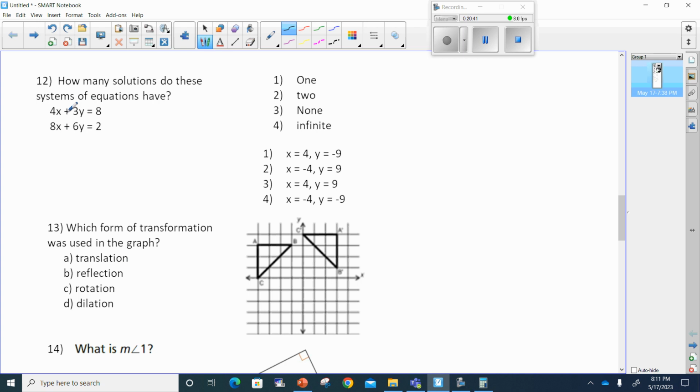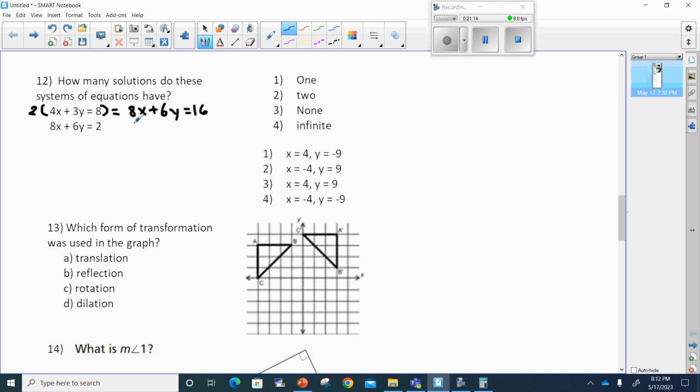But what I do see is I could take my x and multiply it by 2, right? And if I did that, then this would be equal to 8x plus 6y equals 8. And I'm sorry, equals, see, 6y equals 16.